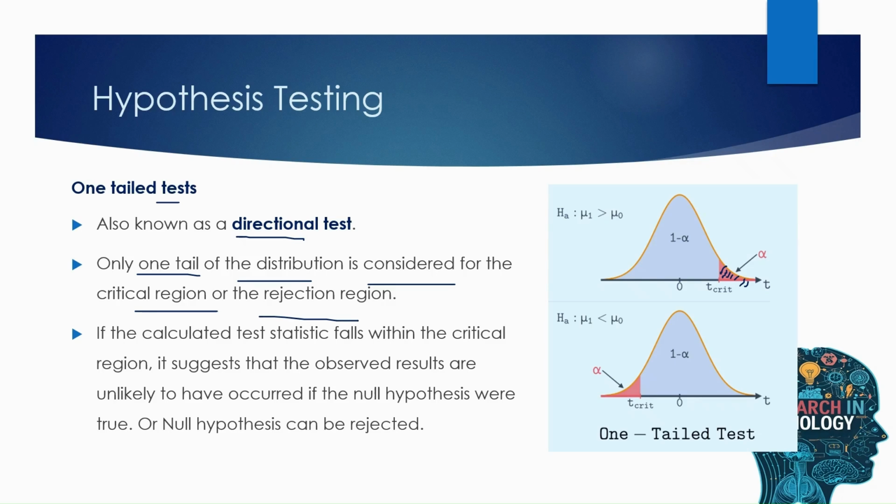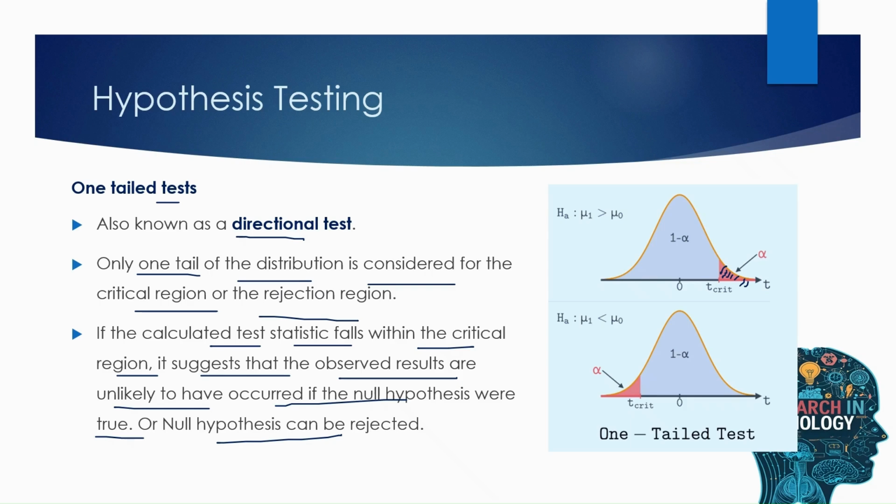Okay, that's why this is called critical region or rejection region, and it is present only in one single direction. Okay, so if the calculated test statistic falls within the critical region, it suggests that the observed results are unlikely to have occurred if the null hypothesis were true, or the null hypothesis can be rejected. Okay, if the null hypothesis were true means what? When will the null hypothesis be true? When there is no significant difference between the two variables.